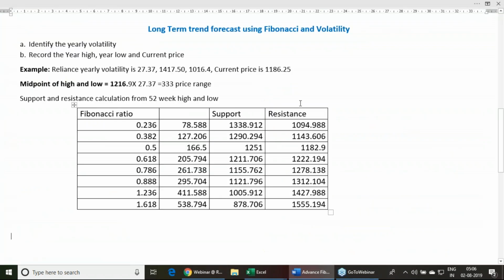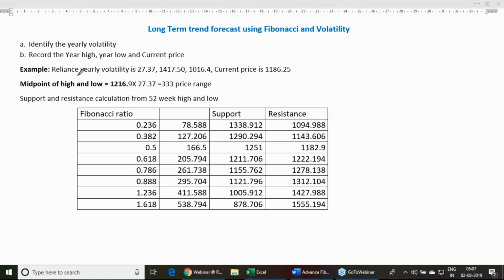Coming to my presentation, how we will do a long-term trend forecast using the Fibonacci. I have told you, you need the yearly volatility, the 52-week high and low values, and the current price, which is optional. That is only for reference purposes.